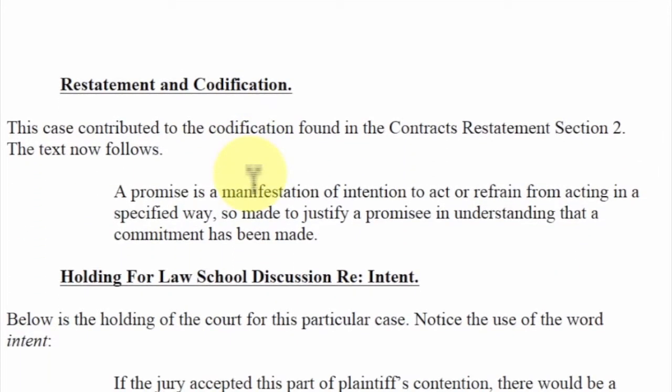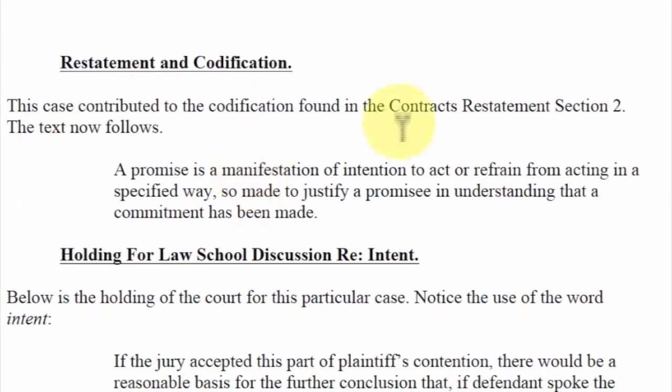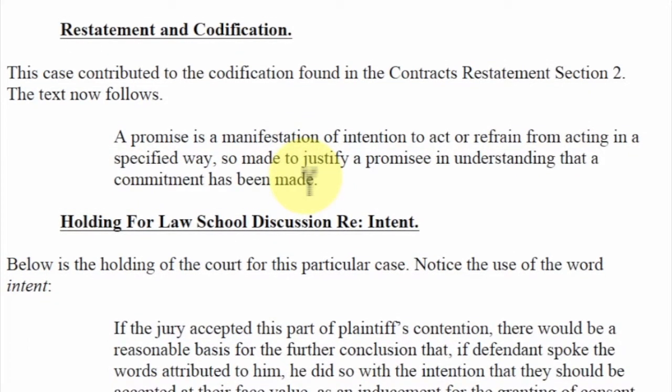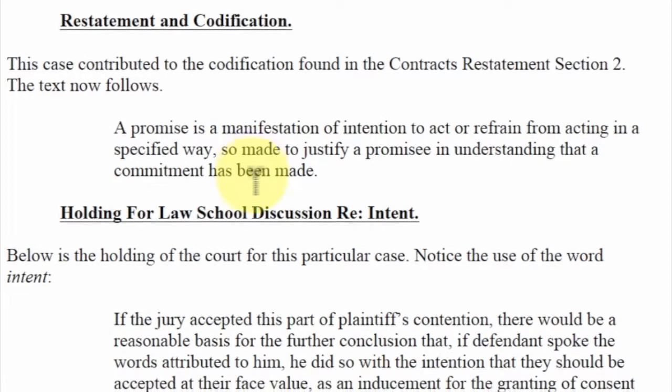Restatement and codification. You are going to come across the Restatement, section 2. Here's what it says: a promise is a manifestation of an intention to act or refrain from acting in a specified way. I don't want to sound like I'm just doing the blah blah thing, but what you want to take away is this word here, intention. McGee contributes to the formation of this particular restatement. So that's one word you want to take away. As far as the other elements, we'll get to that in another section, for another day.